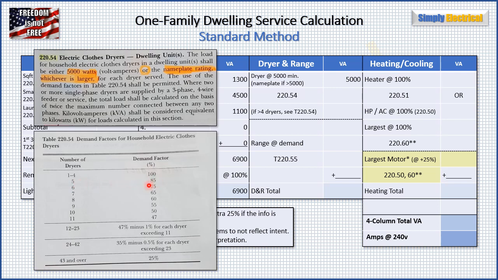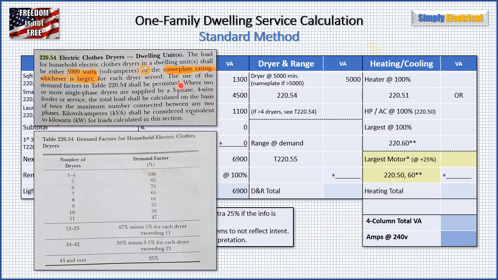So if you did have 5 though, or if it's multifamily, you'd be able to take 85% of the total. So you'd add them all up. If they're 5,000 or less, you put 5,000, add all that up, and take 85% of it. If the nameplate of each dryer, let's say it's 5,200, then you'd add 5,200 times 5 and then take 85% of that. So that's pretty straightforward. This is a really easy table to use. But like I said, we're doing single family dwellings, so it's unlikely we're going to need this table at all.